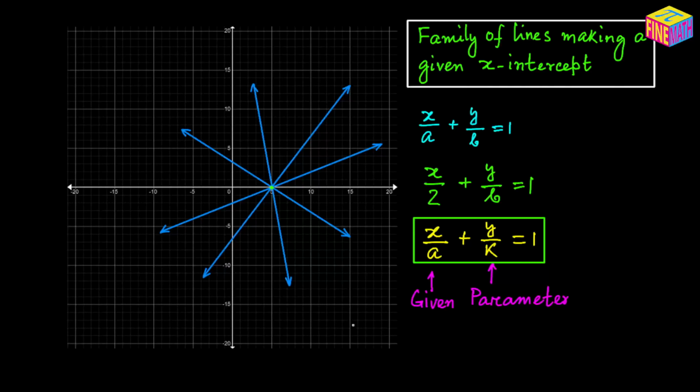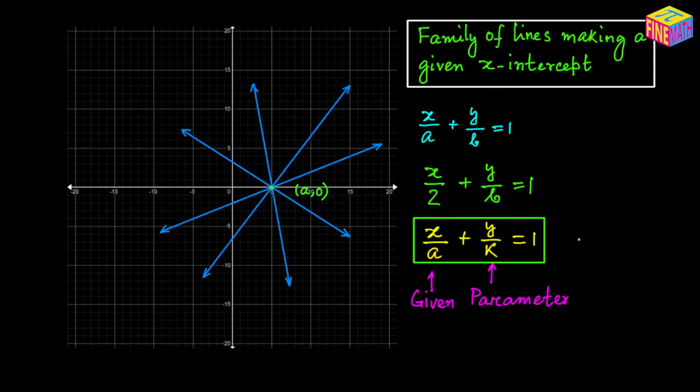And let's assume that the coordinates of that point on the x-axis are a comma 0, so I am simply writing right here. So let's assume that that is a comma 0, that point, and that is the x-intercept, and in that case the equation of the straight lines would be x over a plus y over k equals 1.